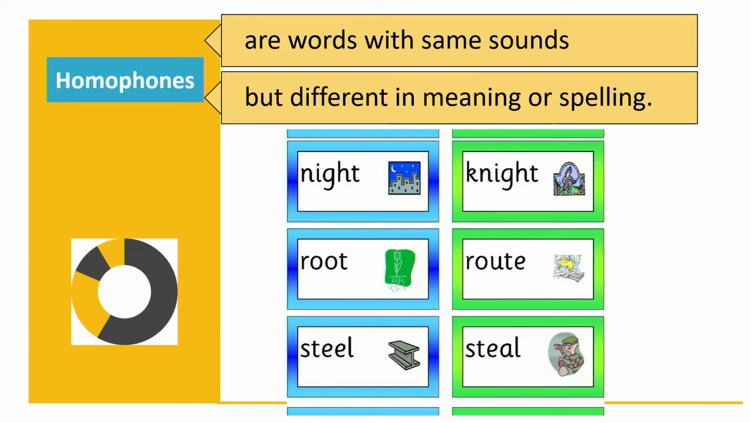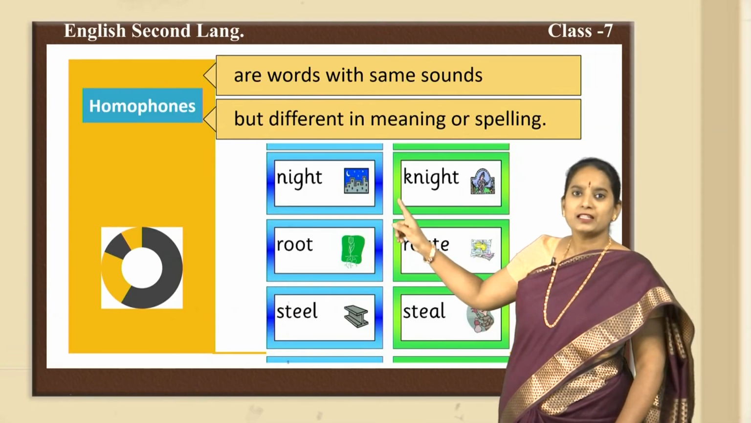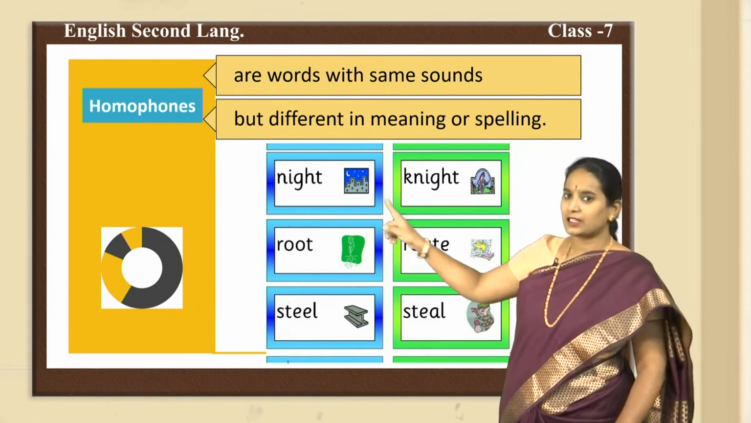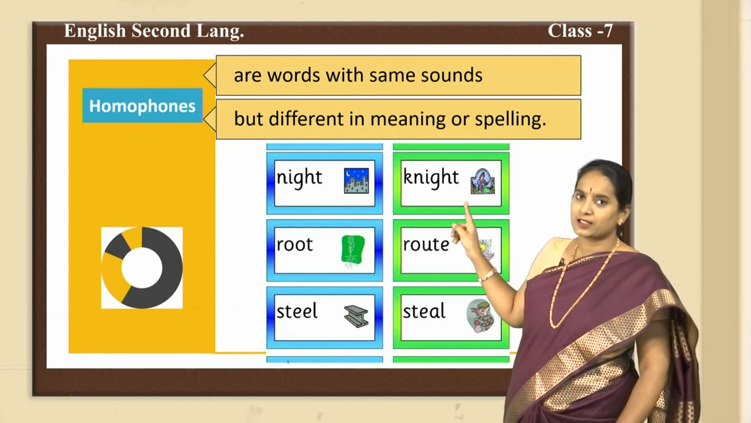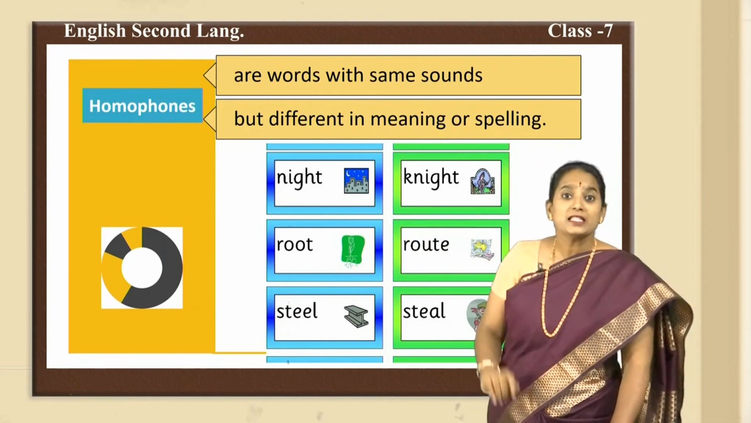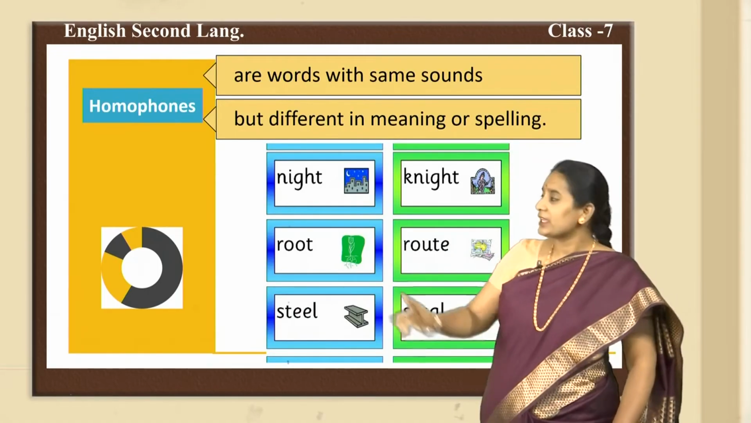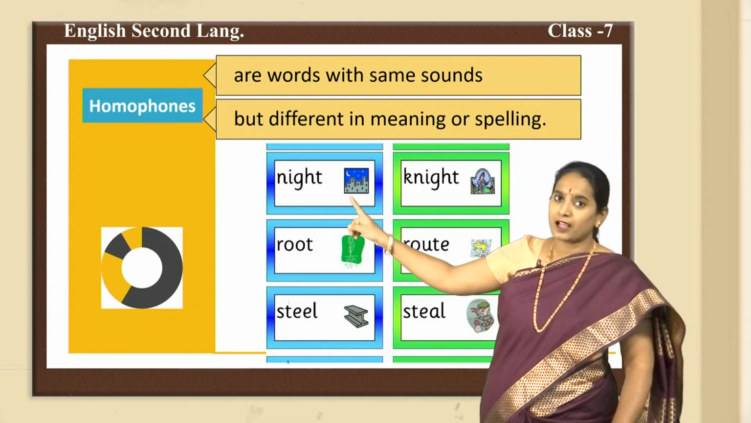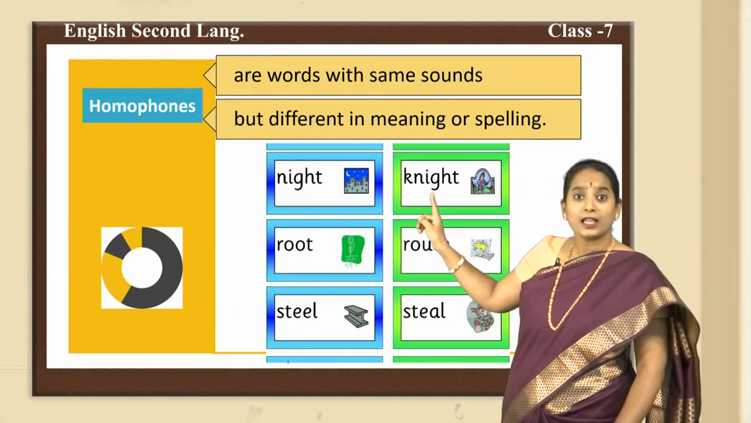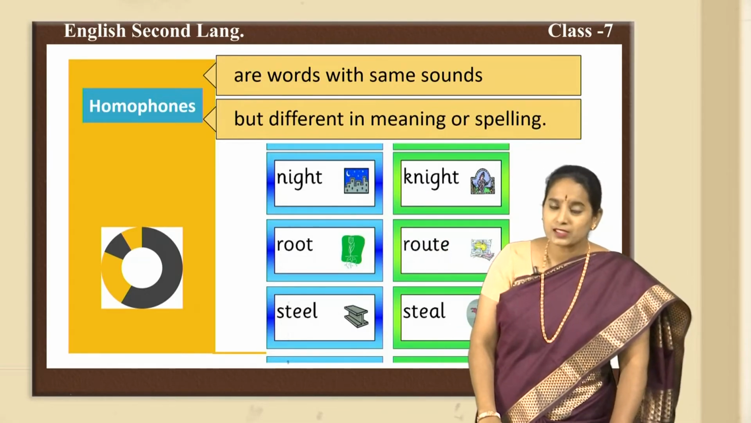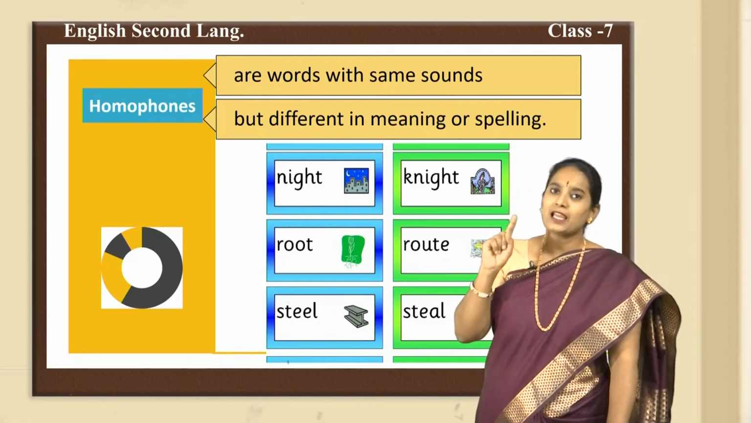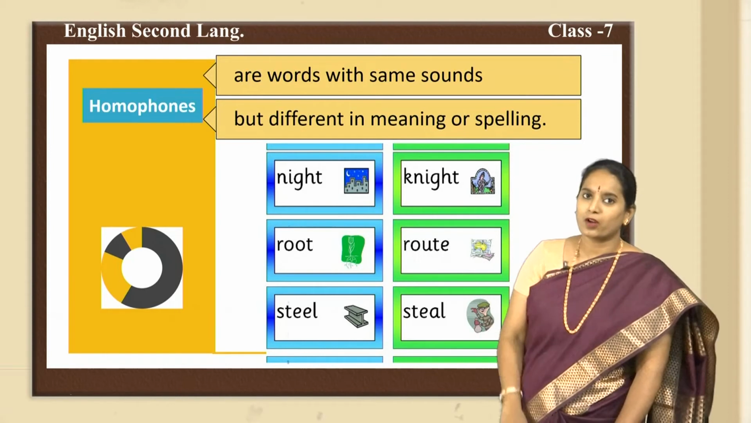Children, look at the first example, night and night. They have the same sound. Let's look at the spelling. N-I-G-H-T, night. Here we have K-N-I-G-H-T, night. You can see that the spellings are different. And what about their meanings? N-I-G-H-T, night, andre ratri. K-N-I-G-H-T, night, andre sainika. So, you can see these words have same sounds but they are different in meaning and spelling. So, these words are called homophones.